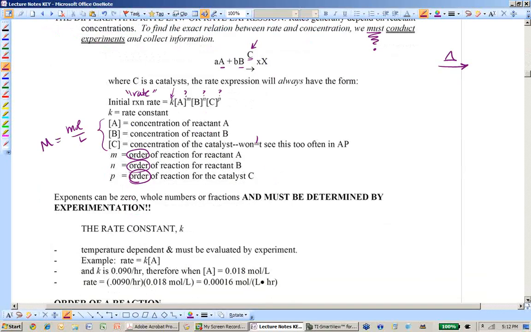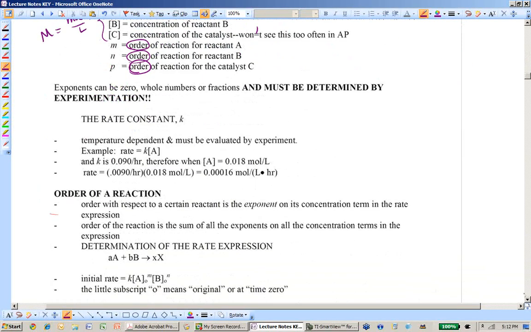Enough said. This is one of those things that's kind of easier to do than it is to explain. So those exponents, those orders, can be 0, whole numbers, or fractions, which you will see very rarely. But 1/2 is not that uncommon, which would be a square root, so that does show up from time to time. But again, I say, they must be determined by experimentation. So the rate constant itself is temperature dependent. If you change temperature, you change k values. That's the only way you can change k values. And it must be evaluated by experiment.